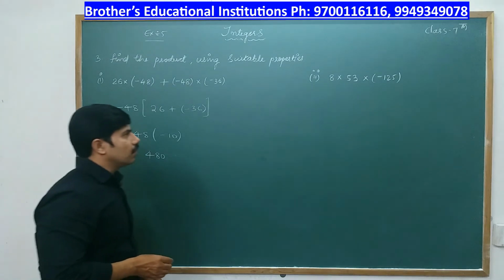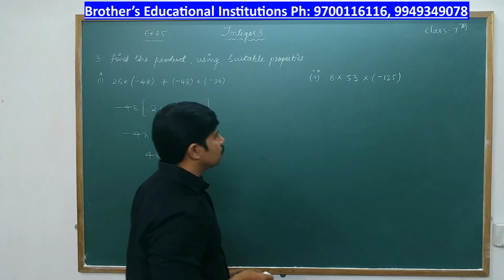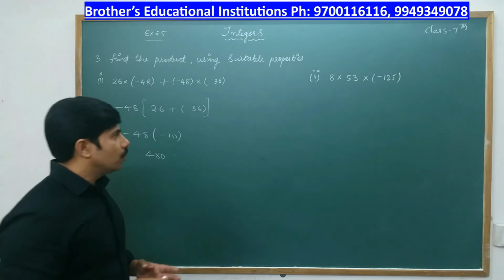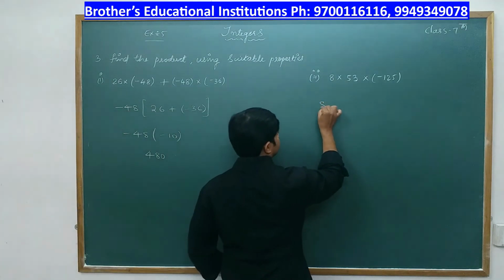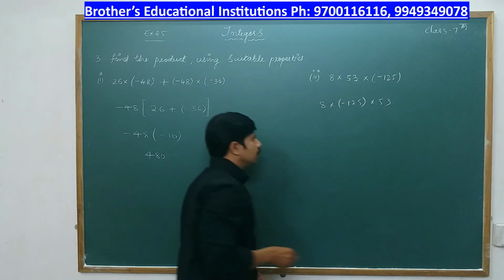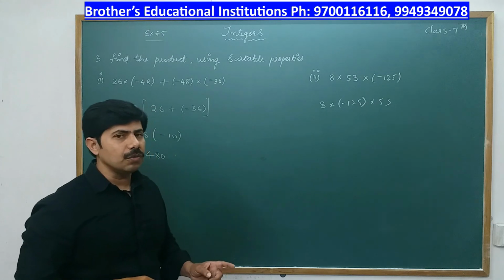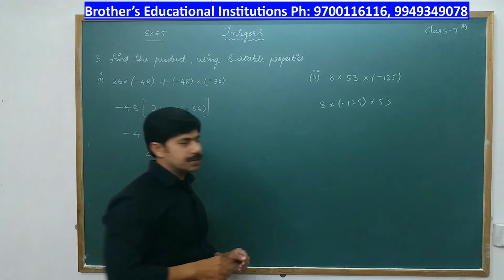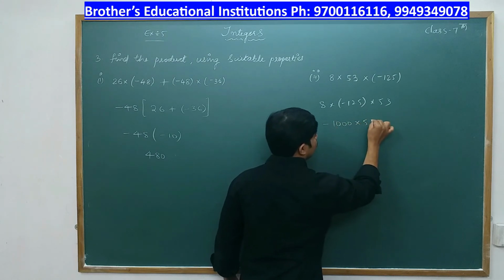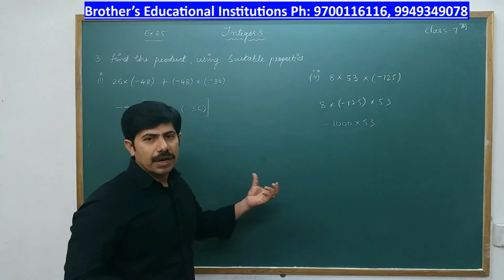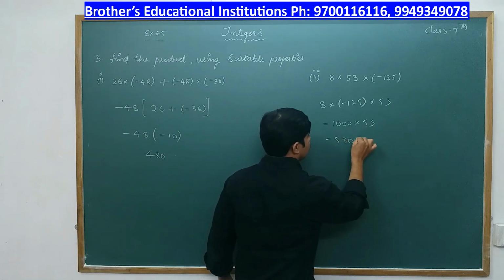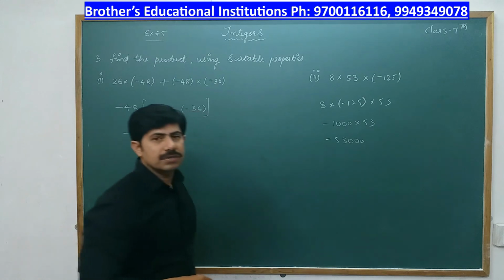Next one we have is 8 into 53 into minus 125. Here we rearrange and do the problem. Why do we have to rearrange? If we rearrange, you do 8 into 125. 8 into 125 is nothing but 1000. So I write 1000 with minus sign into 53. It is very easy to calculate after regrouping. So 1000 into 53 is nothing but 53,000. So the answer is minus 53,000.